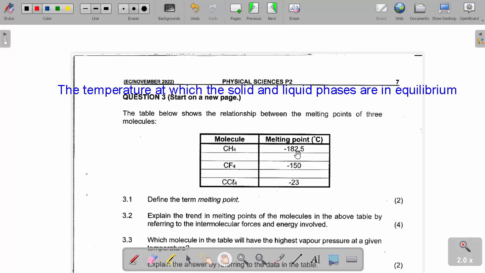Okay, now look here. First of all, from negative 182 to negative 150 to negative 23, it means melting point is increasing as you go down the table. That means increasing from methane to CF4 to CCl4. Now the question is, they want an explanation. So this is how we explain it.